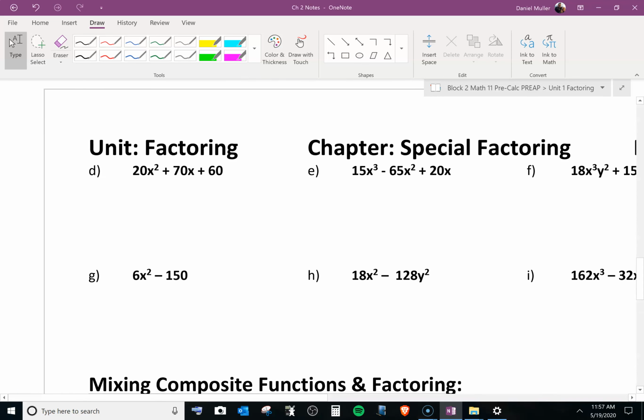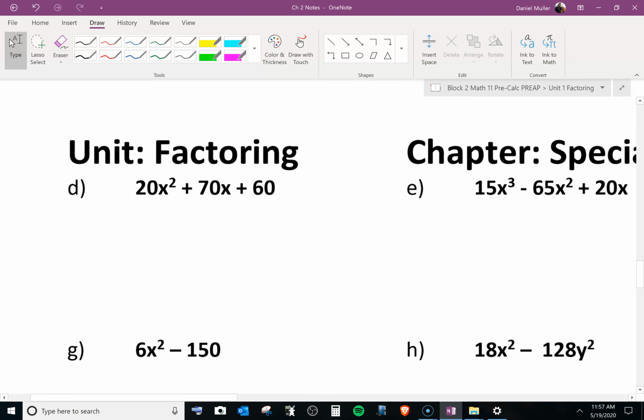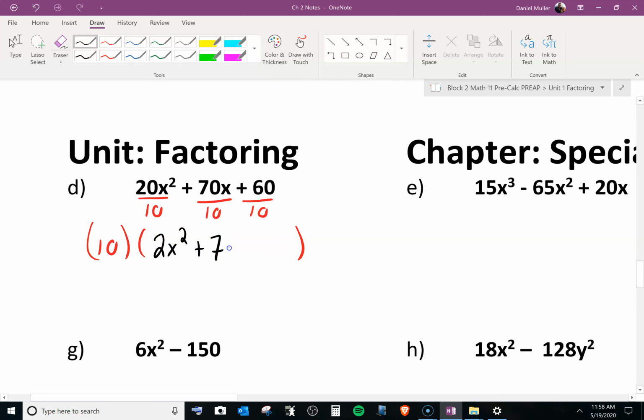All right, well, I'm going to continue with this, moving at a slightly faster pace, assuming I don't make any mistakes. All of these I can factor out a 10, so I'll write 10 down. And I'm left with a 2x squared plus a 7x plus a 6.